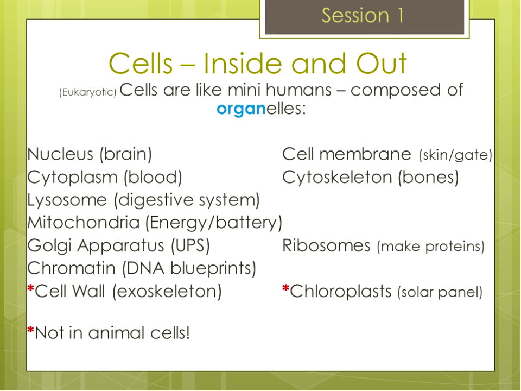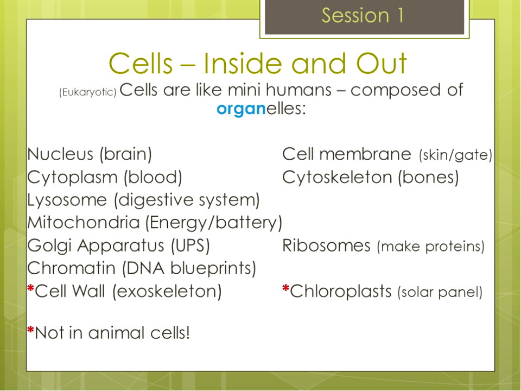The cell membrane is kind of like the outer skin or gate, protects the cell and controls what comes in and out. The cytoskeleton is kind of like the bones of the cell. It helps provide structure. Ribosomes, these are little miniature circles that are all over throughout the cell that help make proteins, since proteins are what actually make up the organism and do the work.